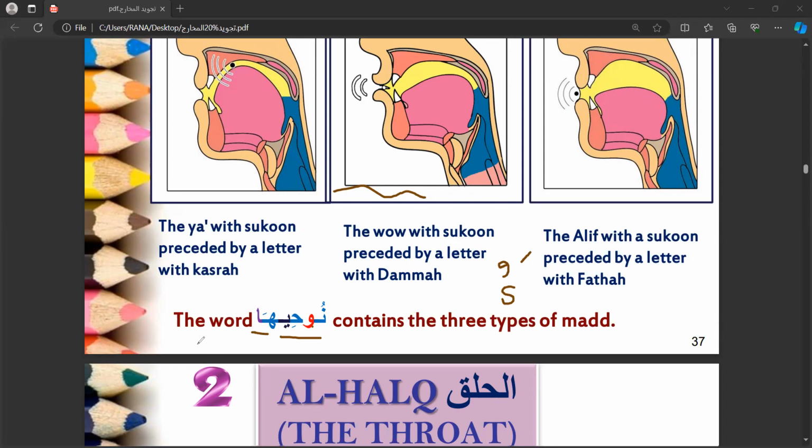So again, the first articulation point is al-jawf. Al-jawf is the space in the mouth and throat. And from this place, we pronounce three letters, three mad letters: alif, waw, and ya. The alif is preceded by fatha, waw by dhamma, ya by kasra. We pronounce them from al-jawf.